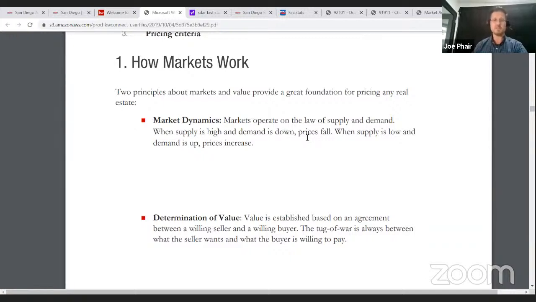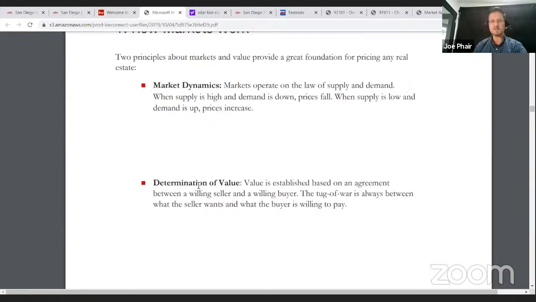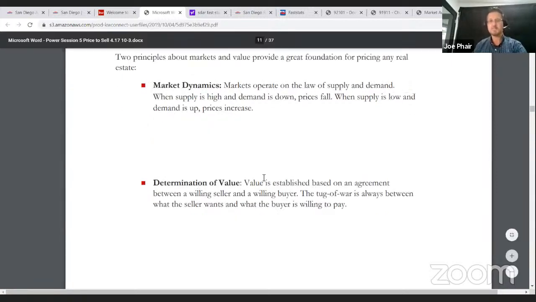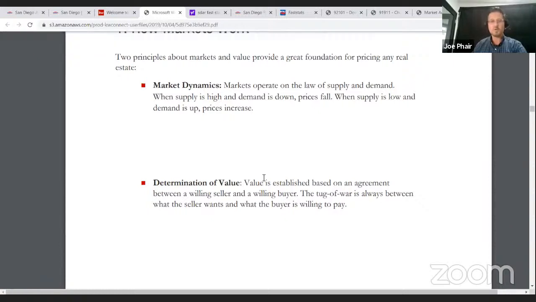From a basic, theoretical standpoint, determination of value: value is established based on an agreement between a willing seller and a willing buyer. The tug of war is always between what the seller wants and what the buyer is willing to pay. So the dirty little secret is buyers actually are very good judges of value.